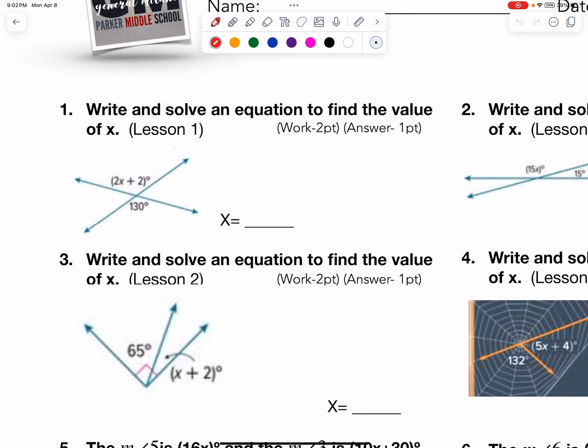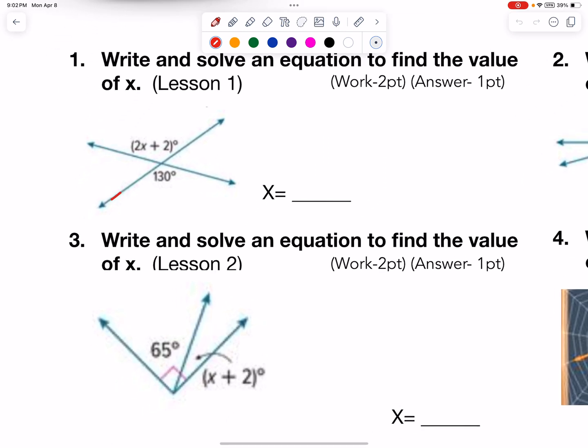All right, Lesson 1 is all about vertical angles and complementary, supplementary, that kind of thing. So let's go ahead and take a look. Right away, I see the X here, and I know that these are vertical angles. Vertical angles are equal to each other, so my equation is going to be 2x plus 2 equals 130. And now we can solve for x.